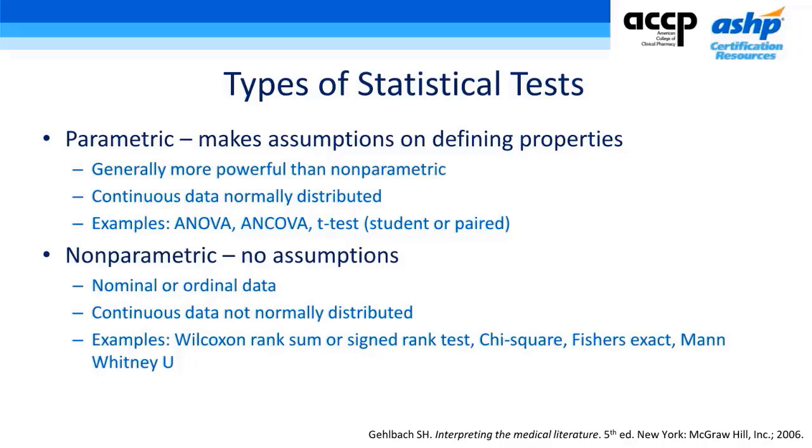Now, the way that I try to remember the differences between these types of statistical tests is that for non-parametric, you have nominal or ordinal, so the N and the O in both of those words, and then continuous data that are not normally distributed, not non. So those are just some little tidbits that I use to help remember which tests fall into which category.